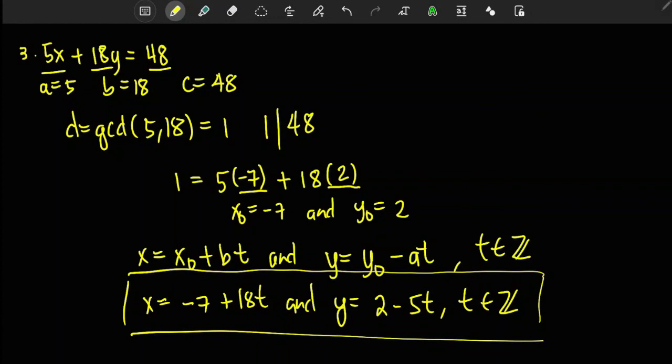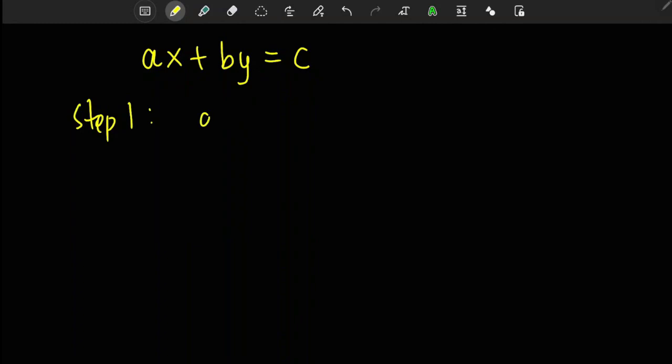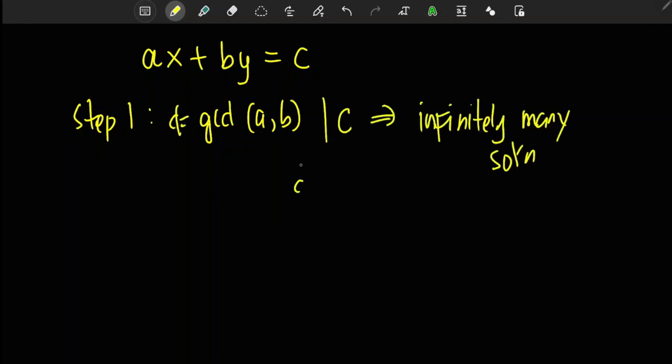So ganun lang po kadali yung pag-solve ng linear Diophantine equation. So pag given tayo ng ax plus by equals c, step 1 is to determine the GCD of a and b and to answer the question whether it divides c. So if d divides c, then we have infinitely many solutions. On the other hand, if d does not divide c, then we have no solution. Now, what if we have infinitely many solutions? So what would be the next step?